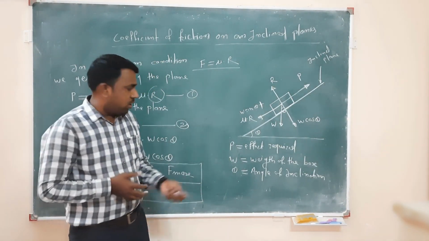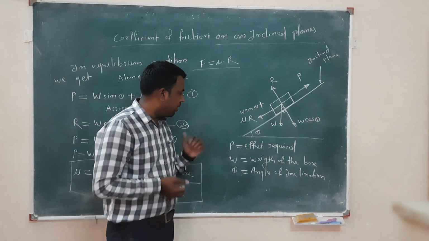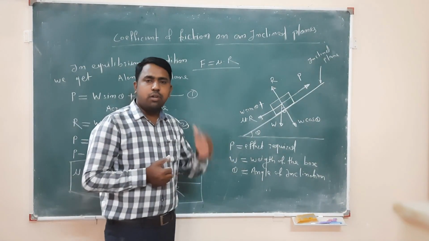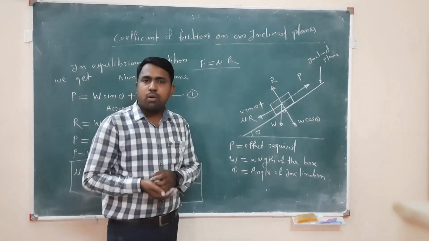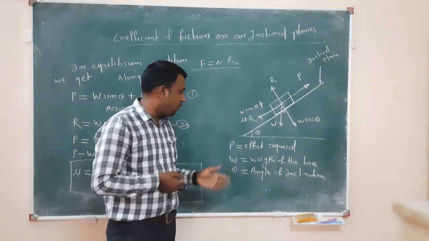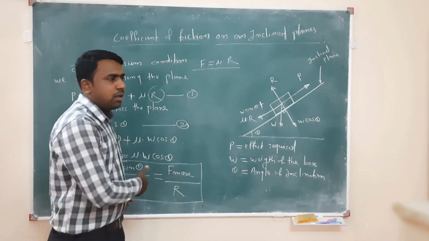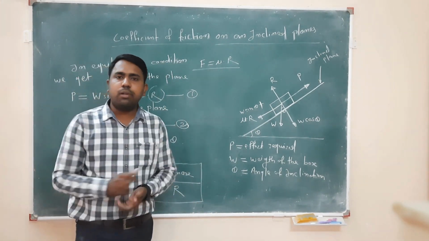Now we go for the experimentation, and then we see how we calculate the value of P. From the experimentation we get the values for P, W and theta. Then we go for the calculations. The next column is given for the calculation part.